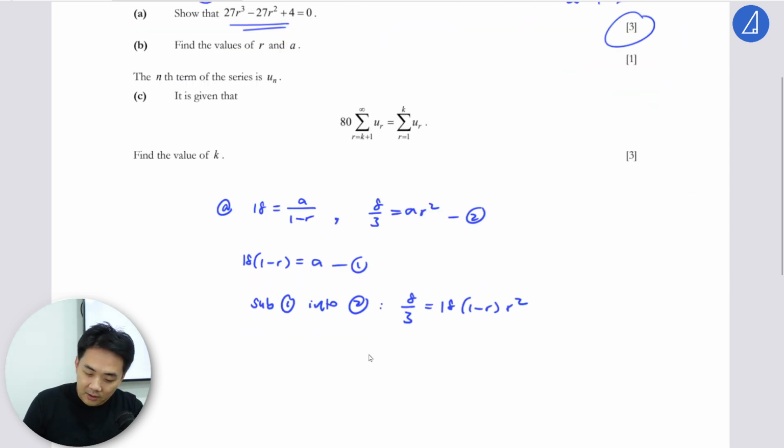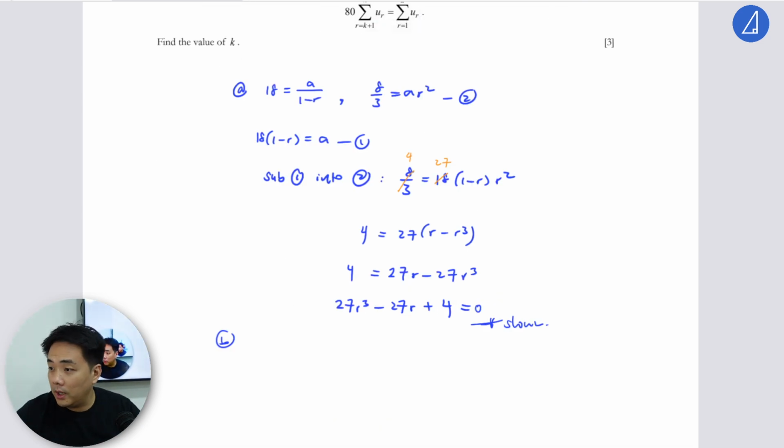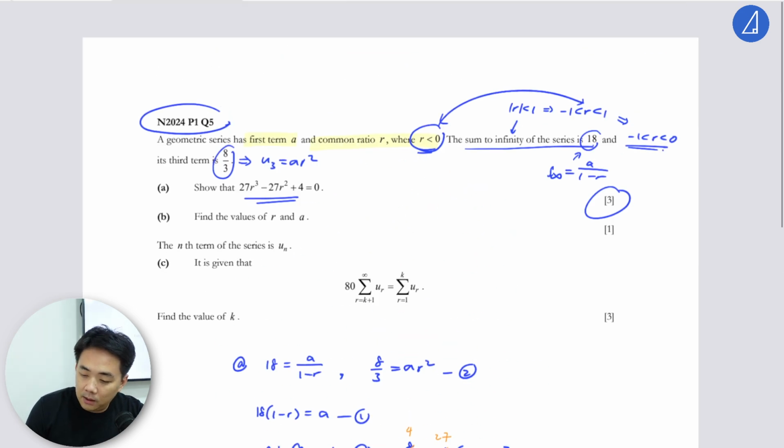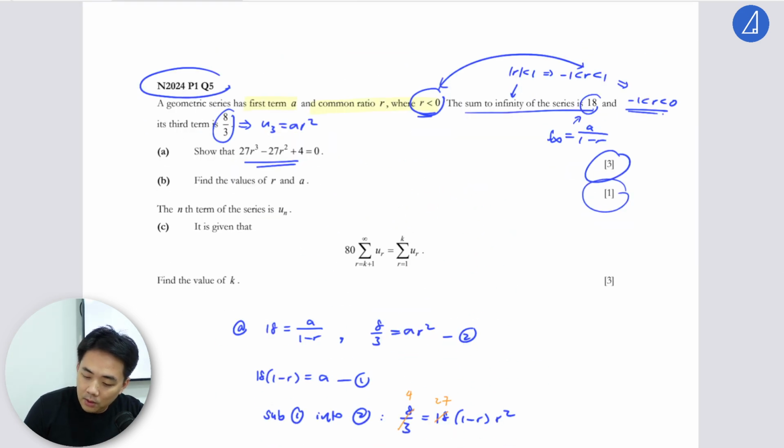So just key in the calculator. If you reduce this, it will be 4 over 27. So that will be 4 equals 27 R minus R cubed. Shown. Part B shouldn't be an issue. Just solve it. You already have the equation, so just solve for R from the GC. It's only 1 mark.